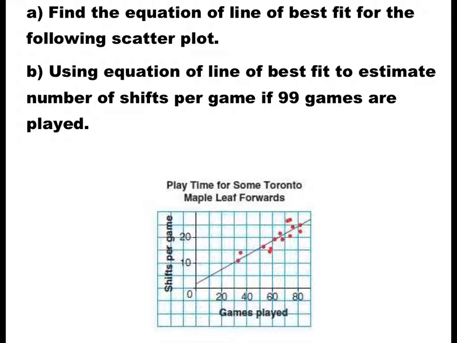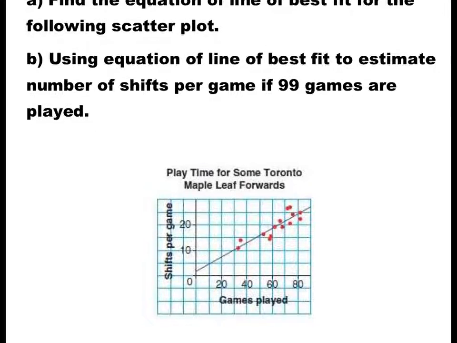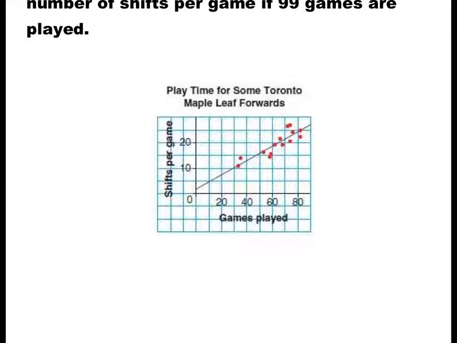using the equation found in part A, estimate the number of shifts per game if 99 games are played. Now, usually, for 99 games, you look at the graph, you find where exactly 99 is, and then you either interpolate or extrapolate the value. But if you look here, 99 is somewhere outside the graph, where we have no access to the line of best fit. So this is why we need to find the equation of the line of best fit.